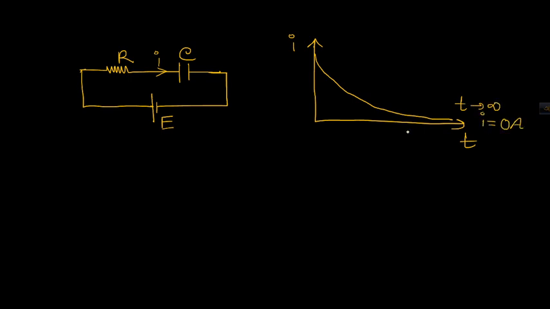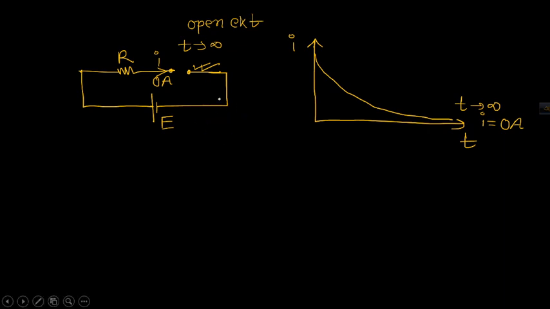is 0 ampere. That means when the time is infinity the capacitor is acting like an open circuit, because when you put an open circuit across this capacitor the current will be 0 ampere. So at t is equal to infinity the capacitor is acting like an open circuit. So we will discuss these things in this video. So let's start. Okay, so first we have to learn the characteristic of this capacitor.